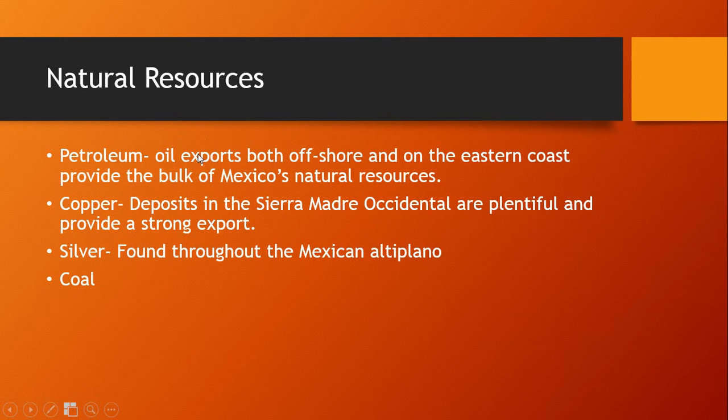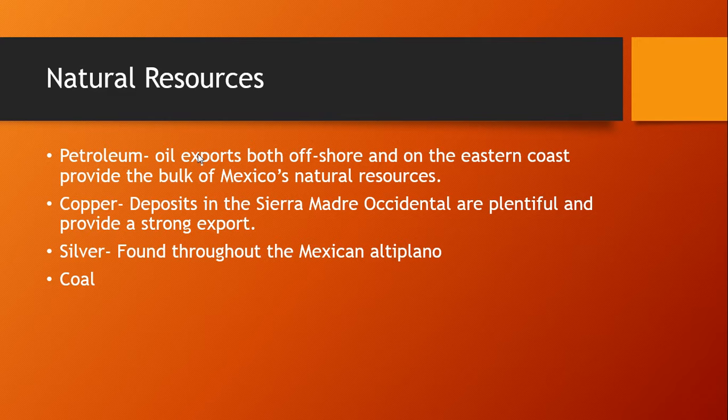Okay, now for natural resources, Mexico is actually somewhat rich in natural resources. They have many petroleum exports. So essentially, on the eastern side, there's a lot of oil, both offshore, so from the ocean, and then also land mining. And so what they'll do is they dig up the oil and then they ship that off. So Mexico makes a lot of money from petroleum.